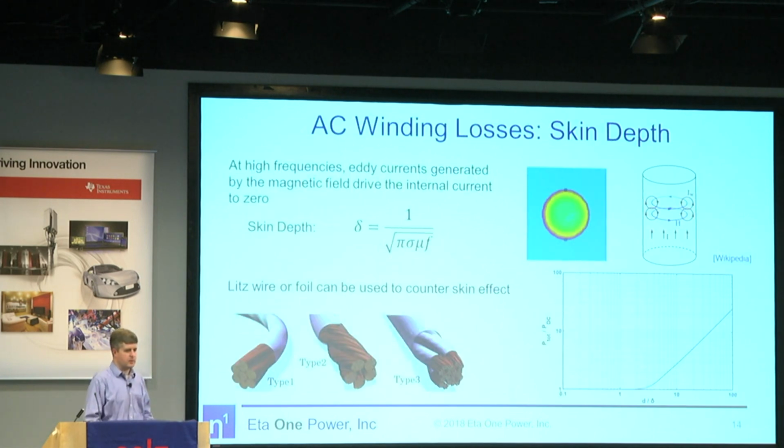So let's quickly talk about skin depth. The skin depth decreases with the square root of frequency. So as frequency increases, skin depth goes down. It's fairly straightforward to calculate, and it's fairly straightforward to mitigate using Litz wire, which comprises many small strands that are braided in order to equally distribute currents between the strands.